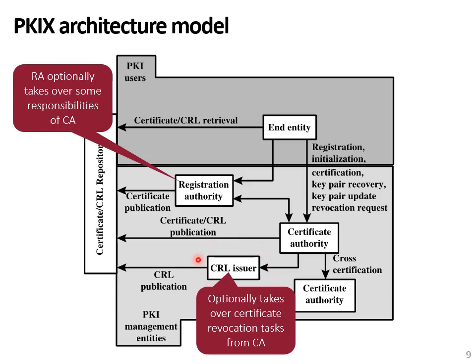The second optional entity is the CRL issuer, which takes over revocation tasks from the certification authority. So the CRL issuer will publish the revocation list of the certificates. Also, this one is published to a distributed repository that can be accessed by the end users. The end users will communicate with certification authorities and registration authorities to register new public key certificates, to recover key pairs, to update them, and to send revocation requests.